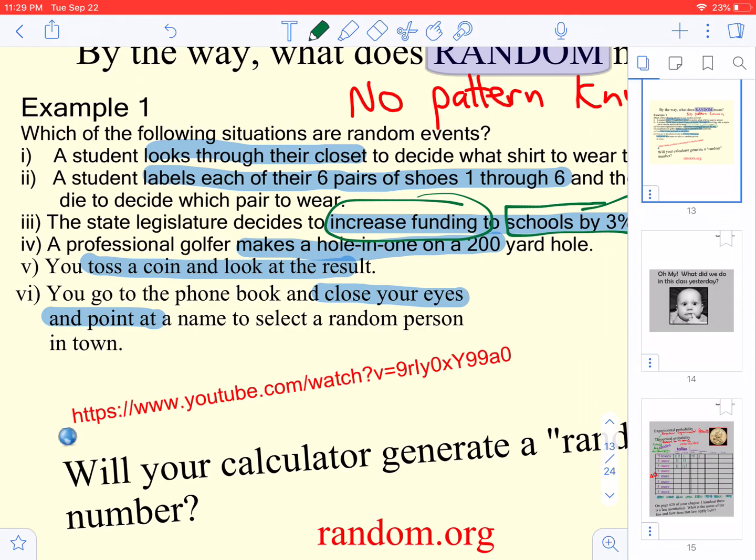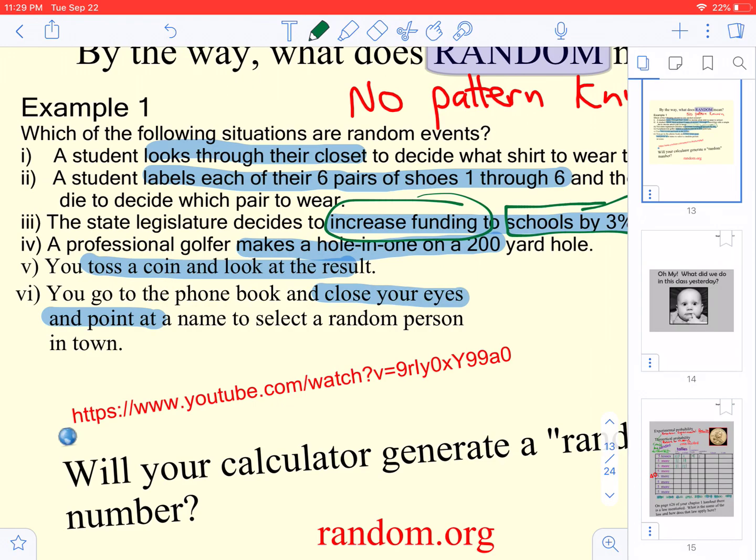You go to the phone book, close your eyes, and point at a name. It's somewhat random, but entirely not, because not everybody owns a phone. And so right away we don't have a true random population. And we have a tendency to pick certain spots in the book, like in the middle, not at the top or the bottom of the book.